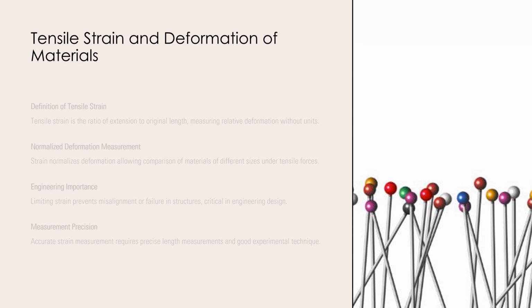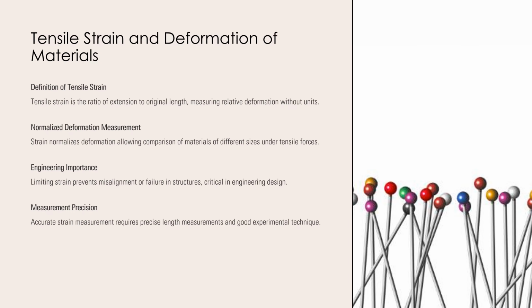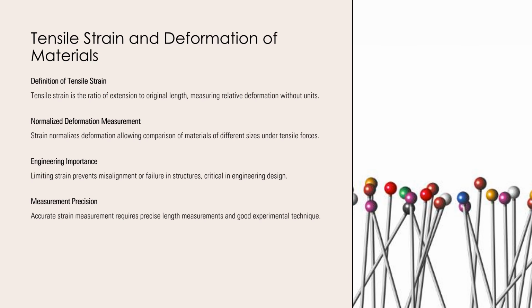Tensile strain measures how much a material deforms relative to its original length when subjected to a tensile force. It is defined as epsilon equals ΔL over L, where ΔL is the extension and L is the original length. Because strain is a ratio, it has no units. Strain provides a normalized measure of deformation, allowing engineers to compare materials of different sizes.